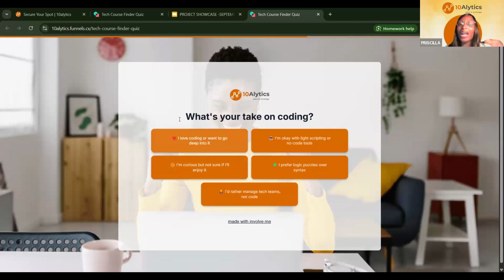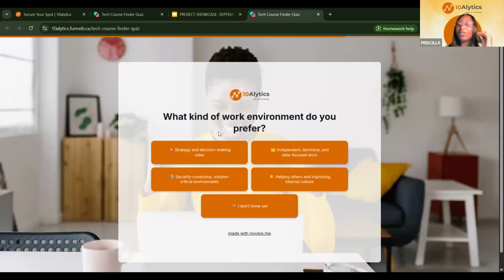Then it will ask you, what kind of work environment do you prefer? Do you prefer being in a strategy and decision-making role? Do you prefer to work independently, technical or data-focused work? You know, just pick any one. And if you don't know yet, you can still choose that, right? Just pick I don't know yet. So for me, it's strategy and decision-making role.